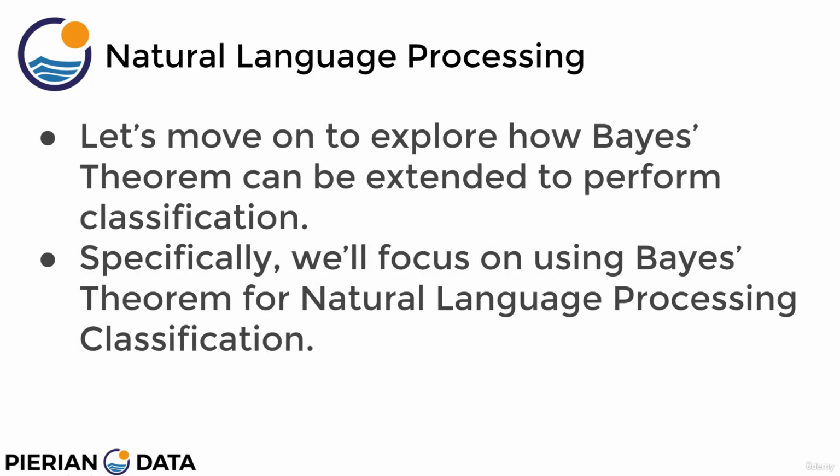So what we're going to do now is move on to part 2, where we begin to explore how Bayes' theorem can be extended to perform classification through naive Bayes. And specifically, we're going to be focusing on using Bayes' theorem for natural language processing classification. So when we walk through how naive Bayes works, we'll be working with the idea of actually counting out the frequency of words within document classes.